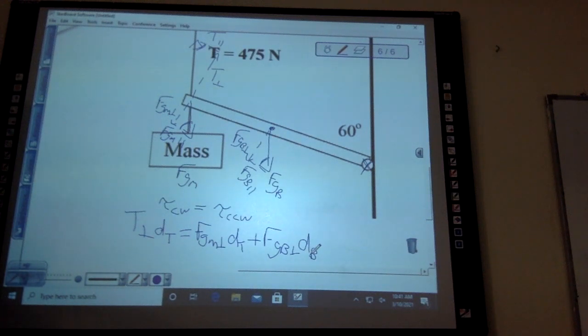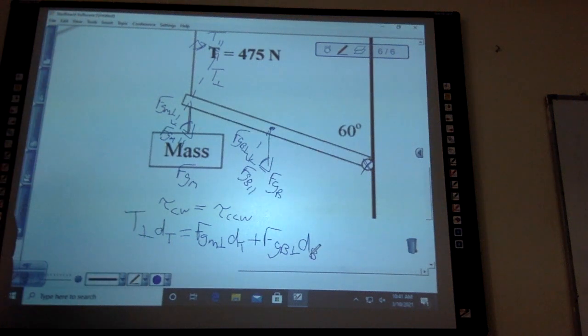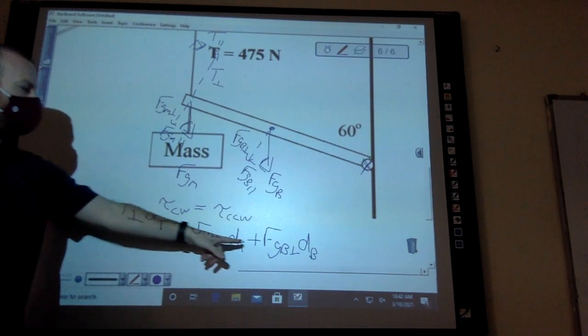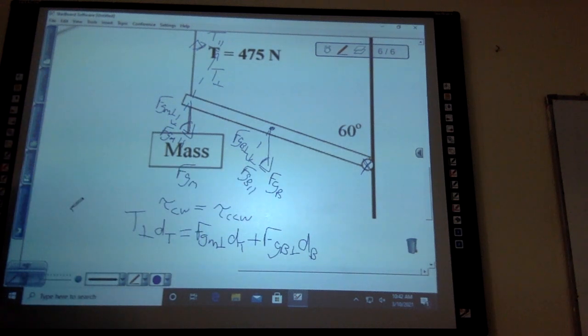Do they tell you the length of the beam? They just say the weight. Uh-oh. It says that beam has a weight of 100. Yeah, so I know F_GB, not the perpendicular. How about the distances? We don't have distances.